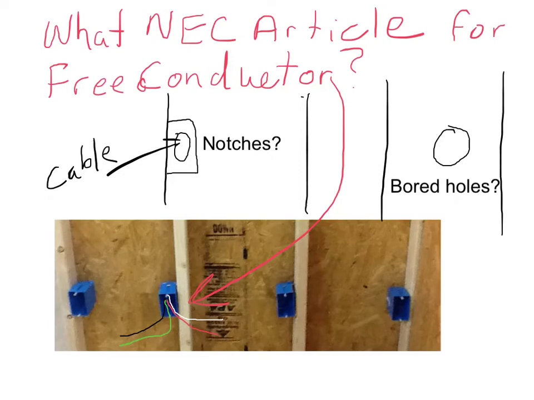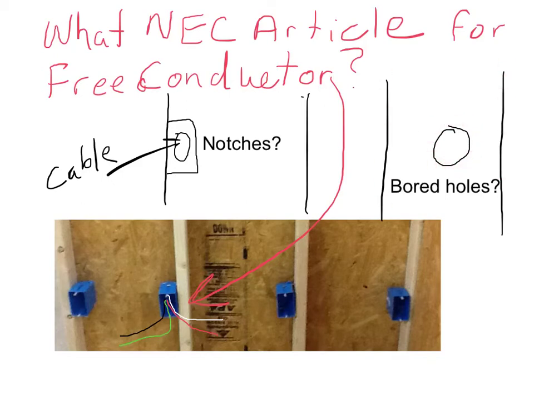Alright, so if you were lucky enough to get to answer these questions, the first one is what NEC article do we have to reference in order to determine the amount of free conductor coming out of a box? The second one is what NEC reference tells us that we can bore holes through our framing members.